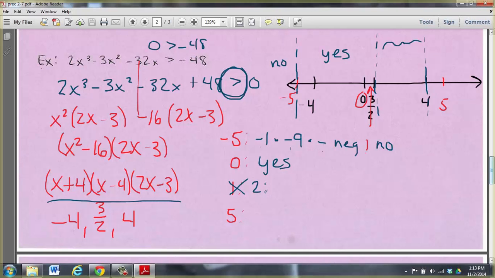Plug 2 in. We're right here, and I have 6 times -2 times 4 minus 3 is 1. All of that is a negative. Is a negative greater than 0? No. So this interval does not work. Lastly, I want to try 5. 5 plus 4 is 9. 5 minus 4 is 1. And this last one is 7. That's all positive, which is greater than 0, so yes, this interval works.